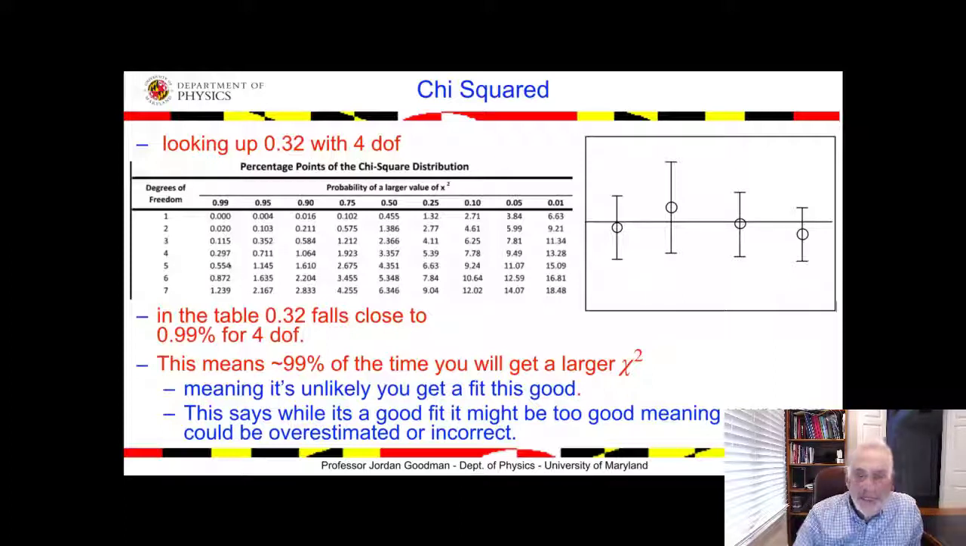So what this says is, if you did this experiment, 99% of the time you would get a chi-squared this big or larger, meaning it's highly unlikely that you'll get a fit this good. You can ask, well, what does it mean to have too good a fit? Well, too good a fit might mean you're just very lucky, or it might mean that your errors are overestimated or incorrect. And oftentimes when we see something like this, the third possibility is that the errors are correlated with each other. But in this case, it's highly unlikely you would get something that fits the data this well with this large an error.